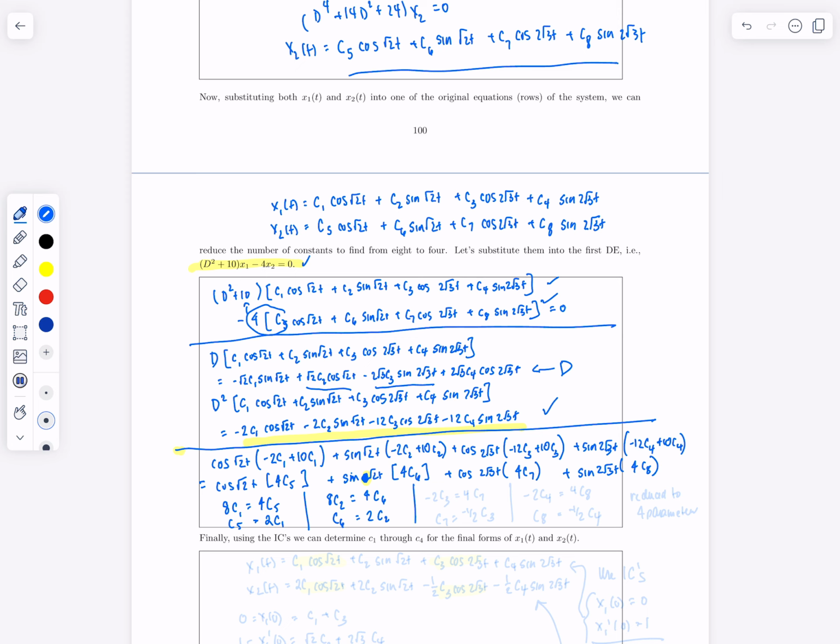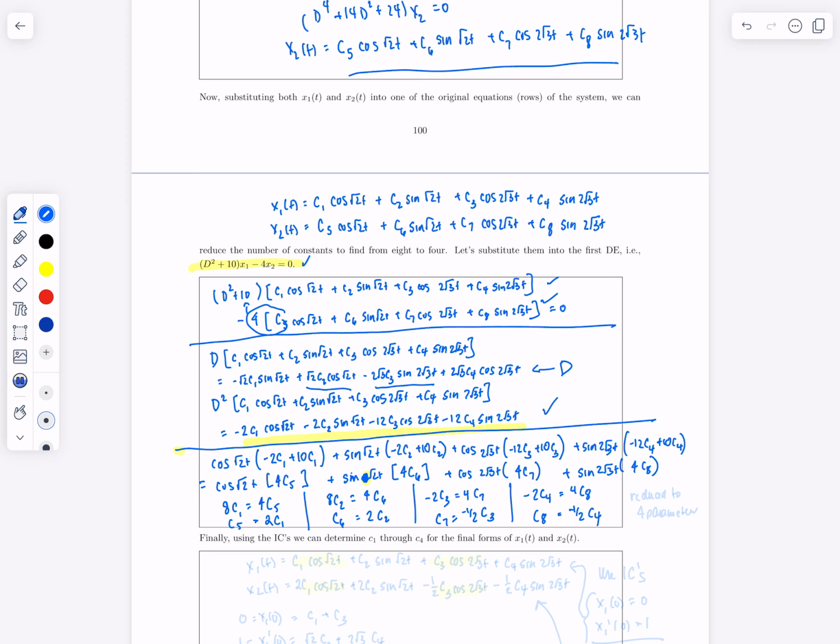Continuing on, negative 12c3 plus 10c3, we'd have to have minus 2c3 equal to 4c7. So that means c7 must be negative 1/2 times c3. And then finally, again, minus 2c4 has got to be equal to 4 times c8, which also says that c8 must be negative 1/2 times c4.